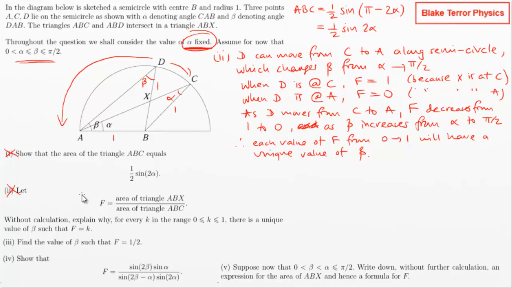Right, okay, that was quite nice. Okay, part 3, find the value of beta such that f is a half. So the area of triangle ABX is half that of the area of ABC. Right, so as D's moving round, we're going to end up just splitting that straight down the middle, aren't we? We're going to get a right angle there because this thing's isosceles. And we're going to have x right there. And then that's going to be it, split in half.